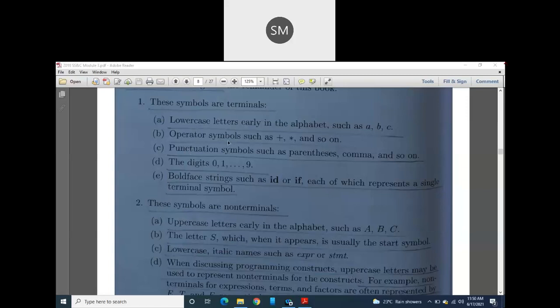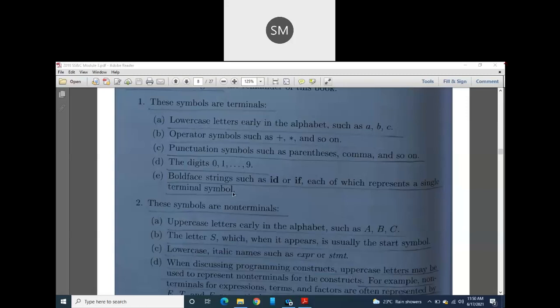Then operators: suppose in the mixture on your RHS side you are looking at symbols like plus, star, or a slash, a division operator, any operators, any symbols, they are also called terminals. And then any punctuation symbols also, like open parenthesis, close parenthesis. Just now in the previous class I showed you, id as well as open parenthesis and close parenthesis are called terminal symbols. So comma, semicolon, all these punctuation symbols also belong to terminals. And the digits from 0 to 9 also belong to terminals.